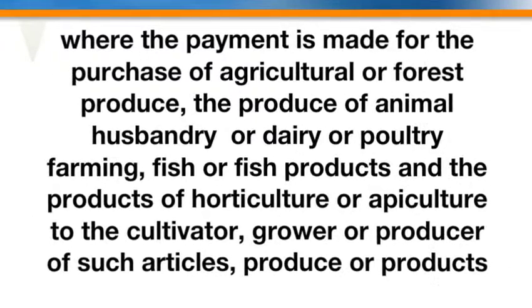Where the payment is made for the purchase of agricultural or forest produce, the produce of animal husbandry or dairy or poultry farming, fish or fish products, and the products of horticulture or apiculture to the cultivator, grower or producer of such articles, produce or products.